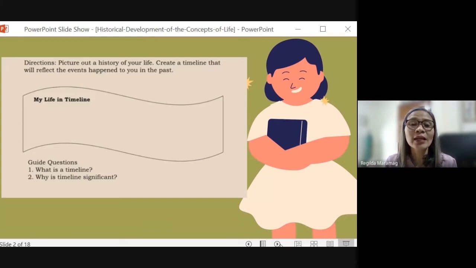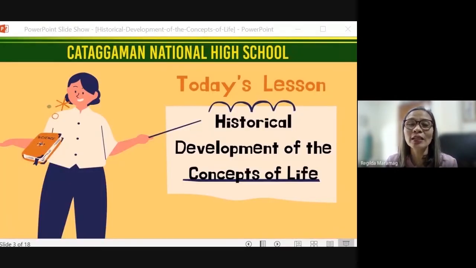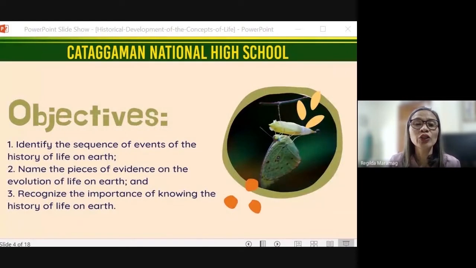For today's lesson, it is all about the historical development of the concepts of life. And the objectives are, first, to identify the sequence of events of the history of life on Earth. Second, to name the pieces of evidence on the evolution of life on Earth. And third, to recognize the importance of knowing the history of life on Earth.